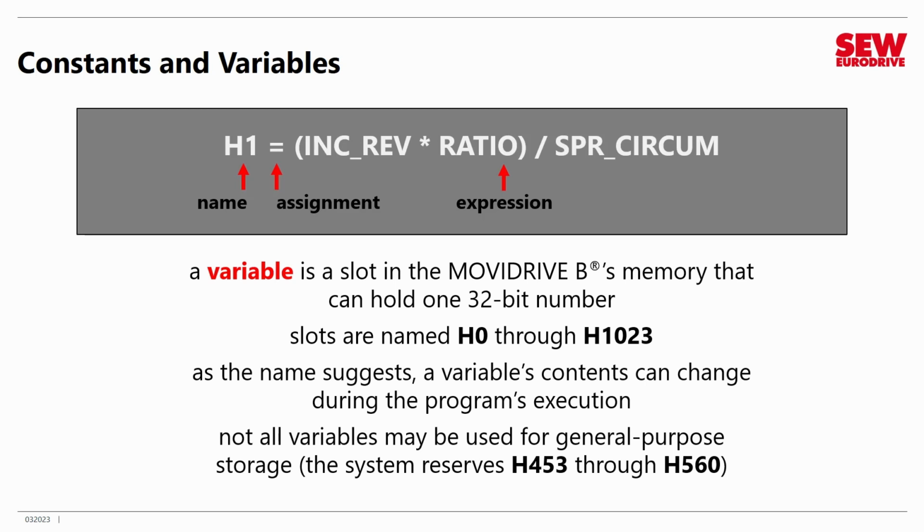Another little reminder, not all variables may be used for general purpose storage. Remember, there are what are called system variables. They live between H453 and H560. The system reserves these for its own use, and while you can use them for certain things, you can't just use them for general purpose storage. You can't just dump your own information in there. If you do, you're either going to mess up your MOVI B when it's trying to run, or you'll just get bizarre behavior. So only use the system variables when you actually are using them in that capacity.